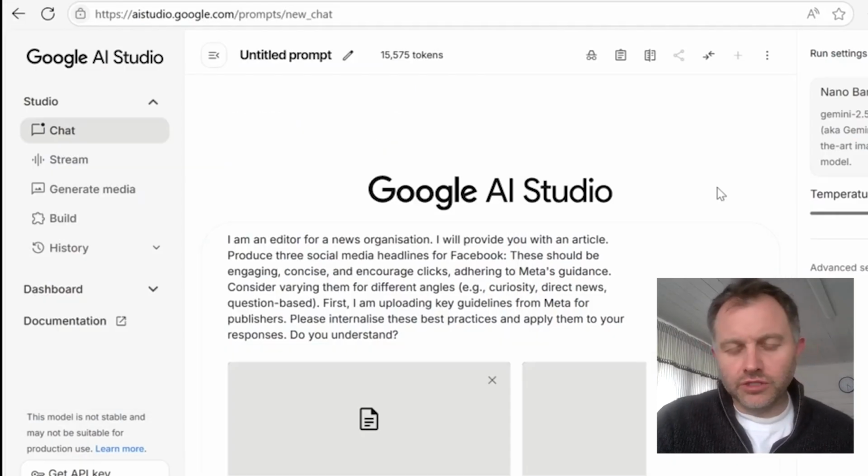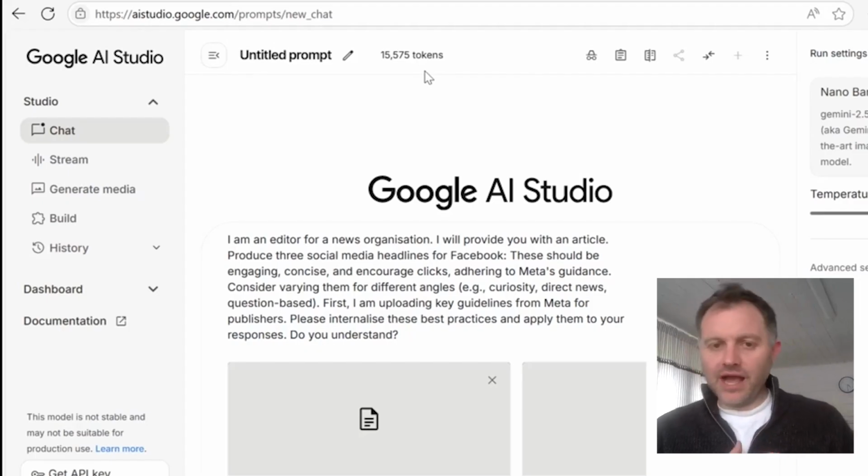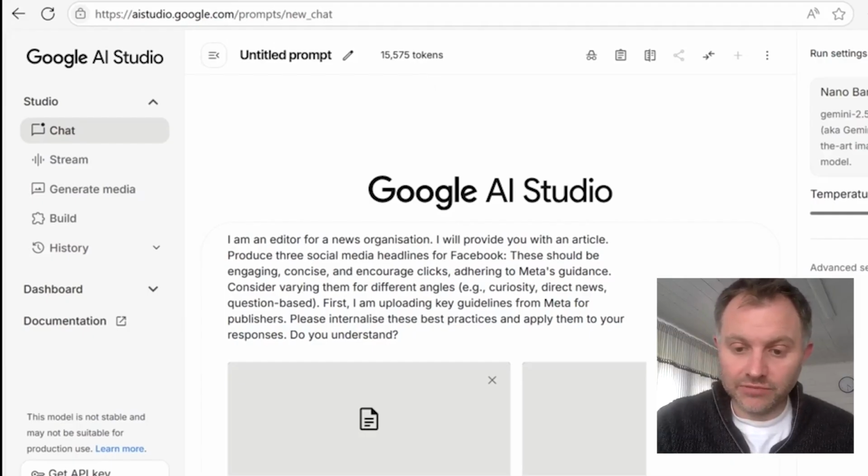So those are uploaded. So one of the reasons I've had to start this on a separate chat is, as you can see from the top, the more things that you upload into it, the more tokens that it uses. And if I added the Meta guidance on top of the Google guidance, it would have been too much for one conversation. So I've had to start a new chat in terms of doing that.